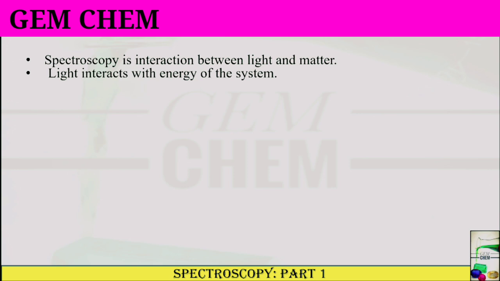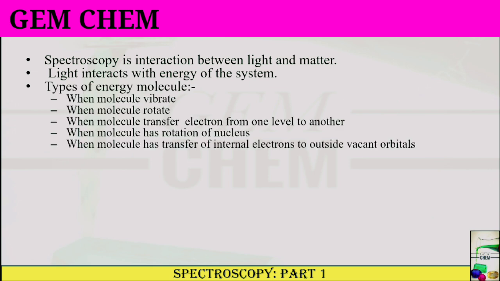So what are the types of energy which is present in a molecule or a system? Let us see. First is that a molecule can vibrate and generate vibrational energy. Similarly, a molecule can rotate to produce rotational energy. Molecule transfers electron from one level to another, and this is also responsible for producing energy. Molecule has rotation of nucleus. Similarly, molecule has transfer of internal electrons to the outside vacant orbitals. So these are the reasons responsible to generate different kinds of energy.